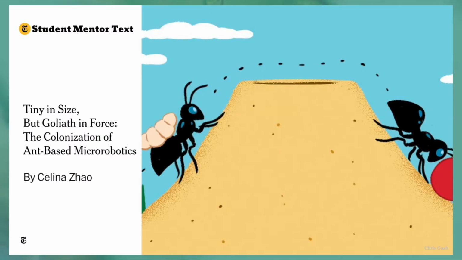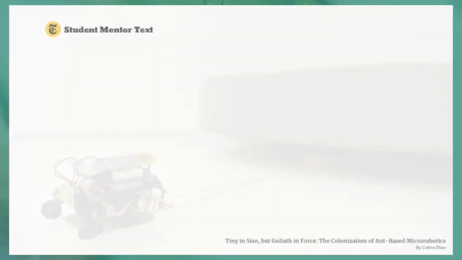All right, so let's see how a student approached this in her contest. So we're going to take a look at Selena Zhao's winning essay from last year, Tiny in Size but Goliath in Force, the colonization of ant-based micro-robotics. What we're going to do here is we're going to listen to Selena reading an excerpt from her essay, and you can follow along. And as you're listening and reading along, see if you can tell how does she hook the reader in this, and we'll talk about that when we get back.